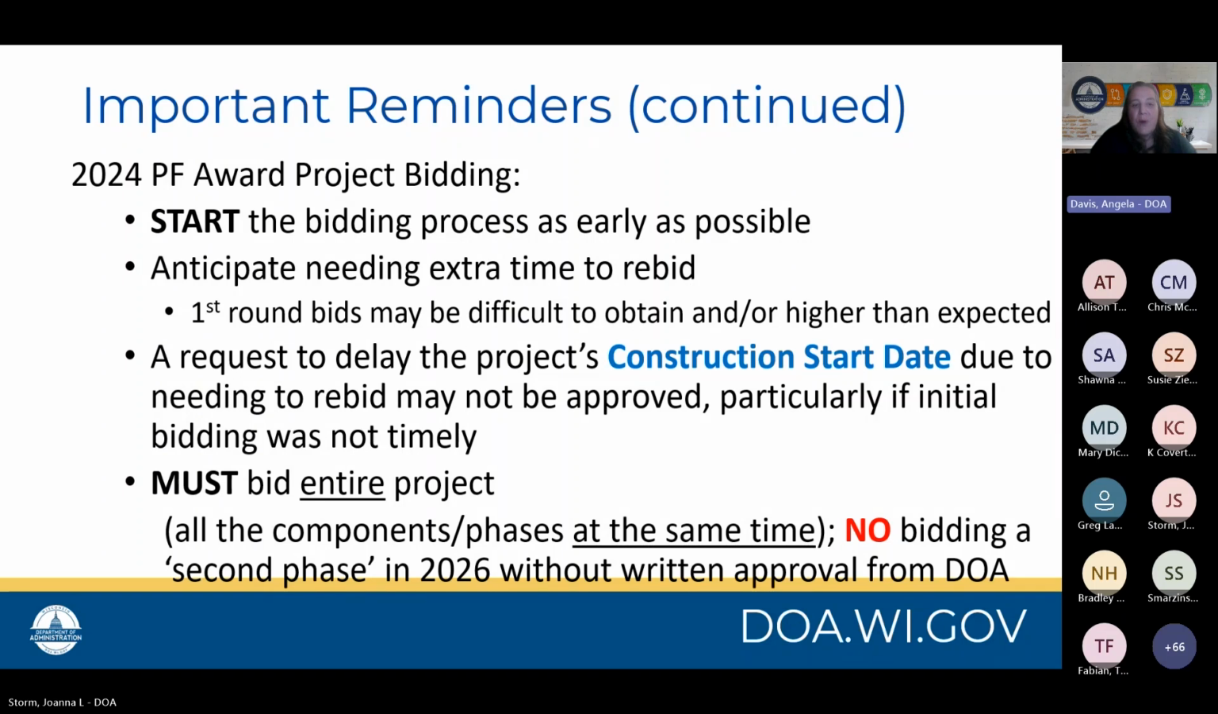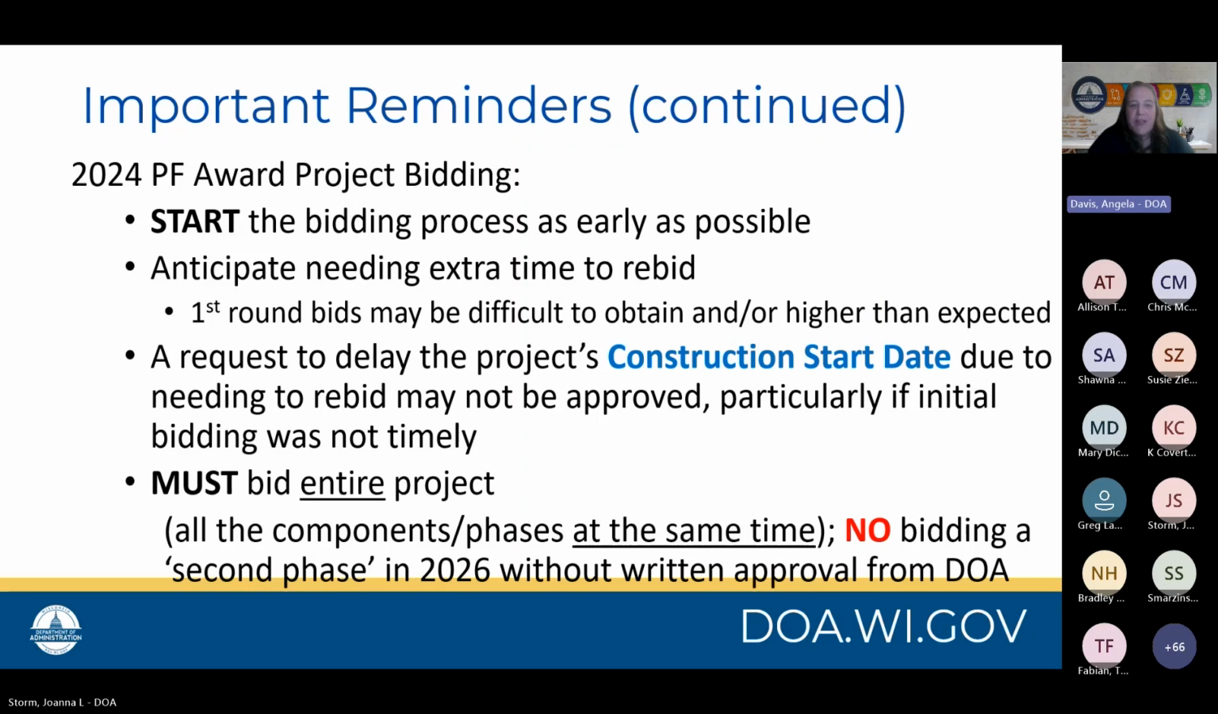Also, a request to delay the project's construction start date due to rebidding might not be approved by us if it was related to initially delaying bidding. So if you delayed bidding until next June and then come back to us and say that bidding wasn't successful, that would be something that we would have to consider because you've delayed the start of the bidding. You want to ensure that you're bidding in a timely manner.